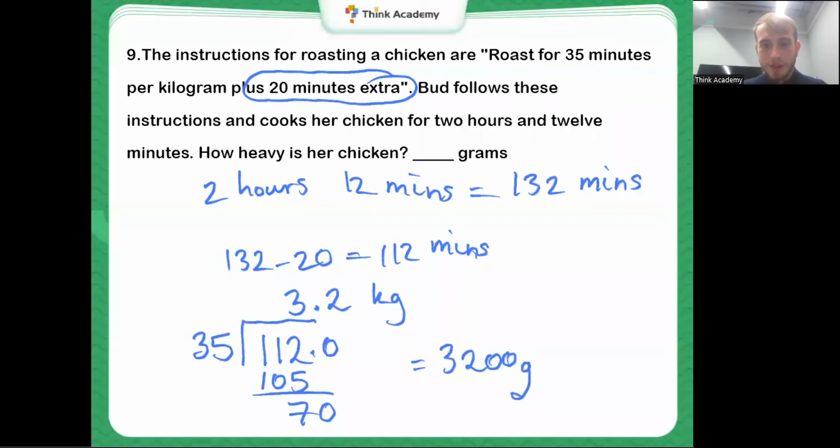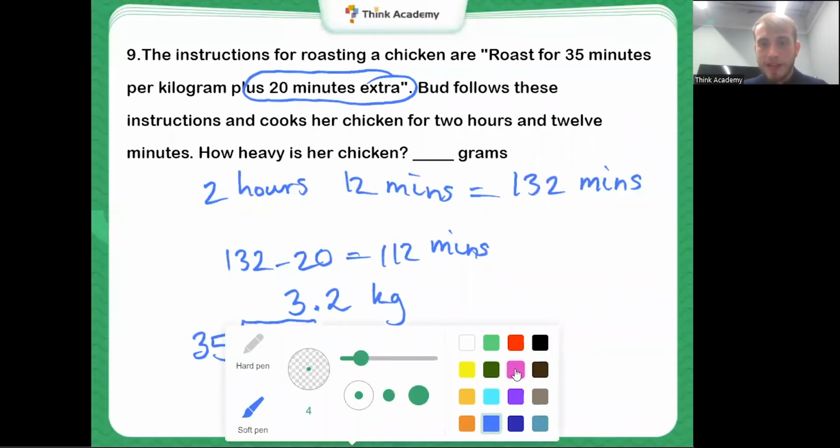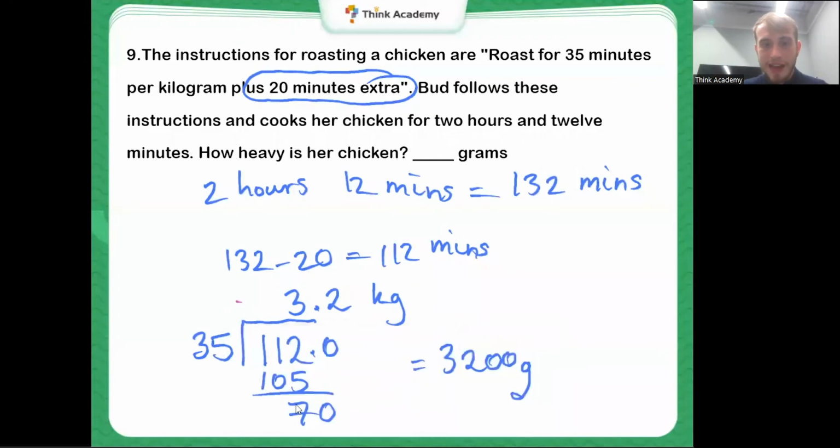Now, if anyone was getting super confused by that division with the decimals, you can get to this end point and notice you've got this remainder of 7, and 7 over 35 is just equal to 1 fifth. And 1/5 of a kilogram will give you 200 grams. So that's the extra, the remainder. Okay. Right, going well so far.